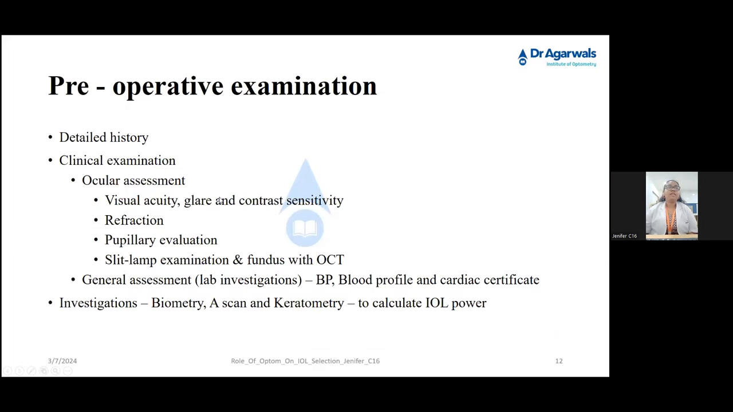Pre-operative examinations are a detailed history, clinical examination and ocular assessment like visual acuity, glare and contrast sensitivity, refraction, pupillary evaluation, slit lamp examination and fundus with OCT. And general assessment lab investigations are blood pressure, blood profile and cardiac certificate. The investigations are biometry, A-scan and keratometry to calculate the IOL.